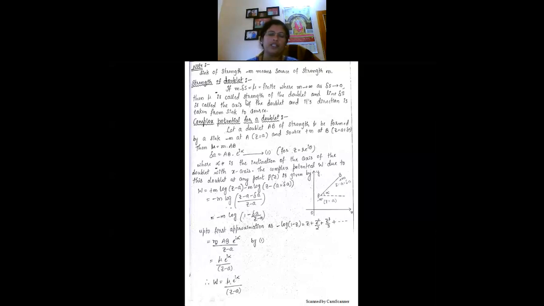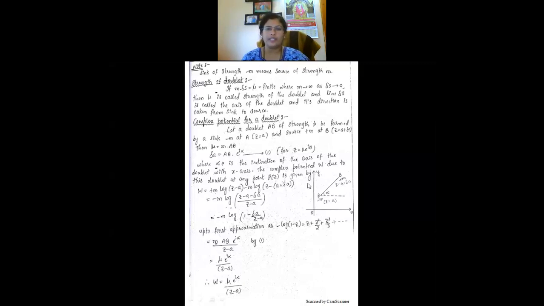After knowing the definition of the strength of a doublet, now we are going for the derivation of the complex potential for a doublet. Just as in the last class we derived the complex potential for a source, now we are going to derive the complex potential for a doublet. Before calculating it, we have to create one doublet, which should involve a source as well as a sink.